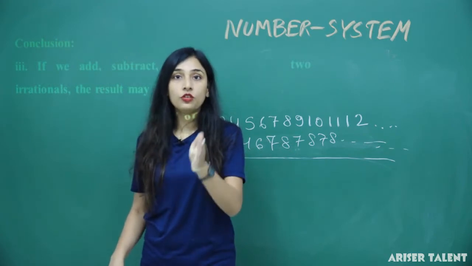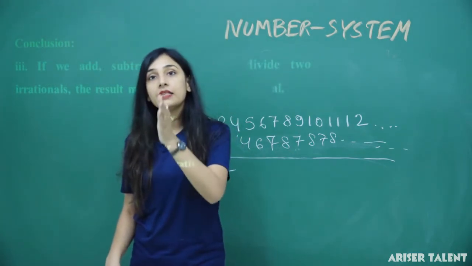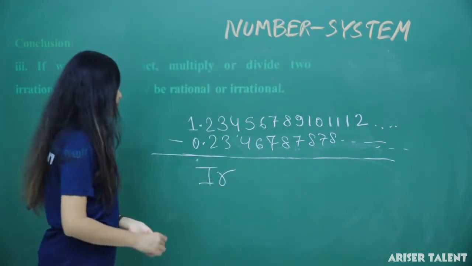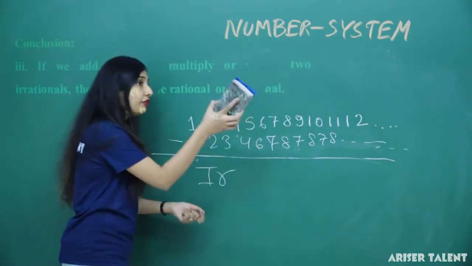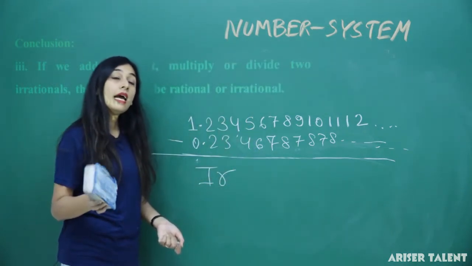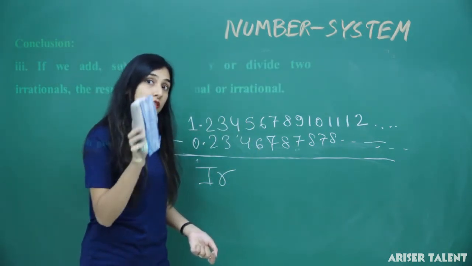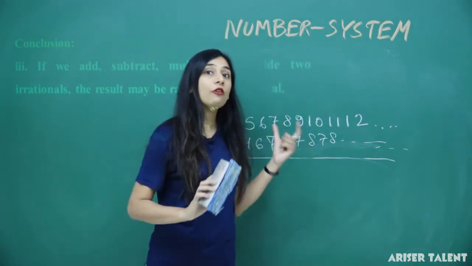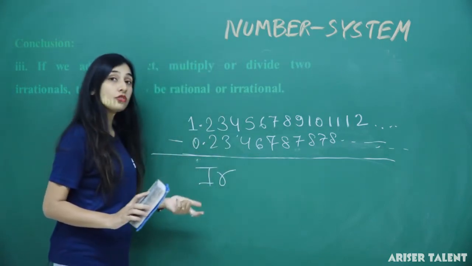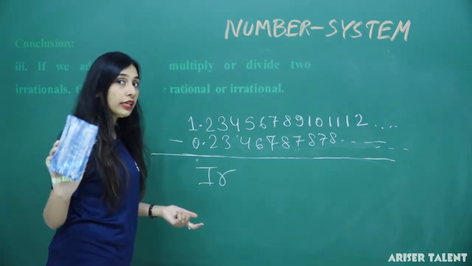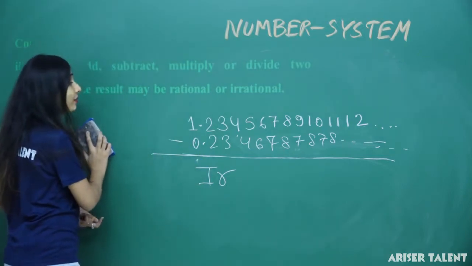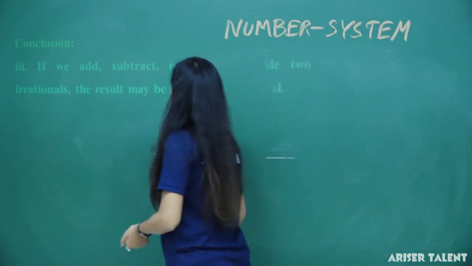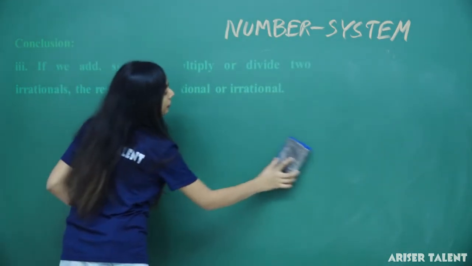You will do the process, you will multiply, add, subtract and divide, and then you will get to know about the outcome. Okay. So this is clear that if one is rational, another is rational, and you apply any process, then the result will always be rational. But in this case where I am putting one irrational, second also irrational, then you cannot say whether the outcome will always be rational or irrational. Okay. This is about the subtraction.